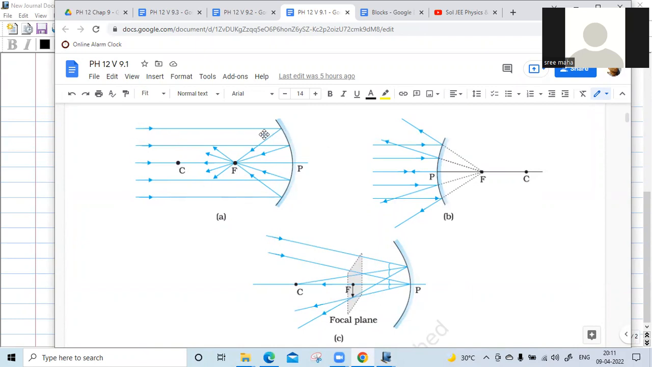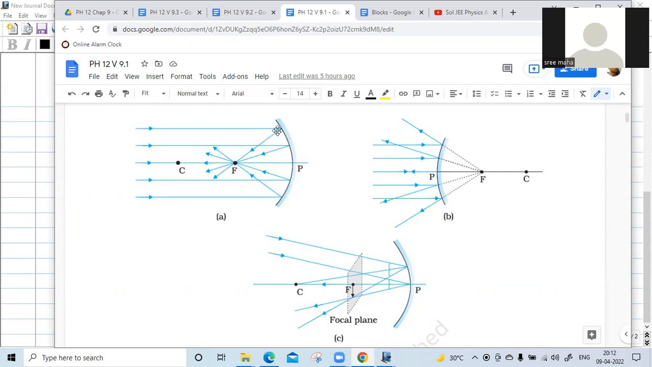What is the thing that will govern the direction of this bending? Suppose this is a line I have drawn parallel to the principal axis. How do I get this direction? That is based on which law? Law of reflection. Yeah, law of reflection.